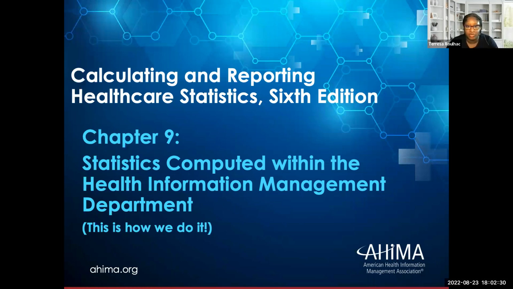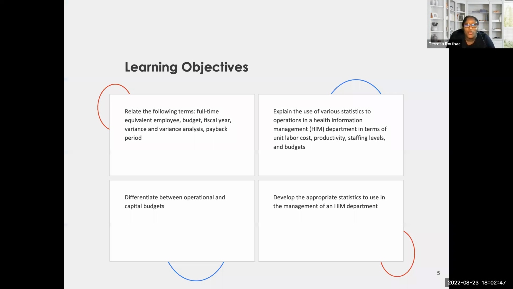All right, now let's get into the lesson. We're going over chapter 9. Now let's talk about the learning objectives of statistics computed within the Health Information Management Department. We're going to relate terms like full-time equivalent employee. We're going to look at the budget, the fiscal year, variance and variance analysis, as well as payback period.